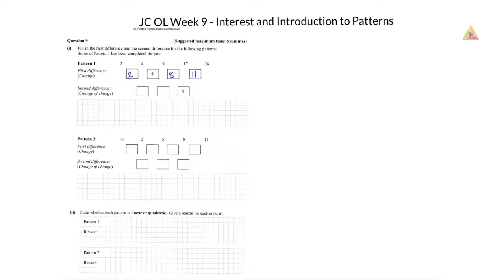Now, we will notice at this point that the difference isn't the same, so it can't be linear. So I'm just going to write along the side here to help us remember. So in a linear sequence, the first difference is the same or constant.